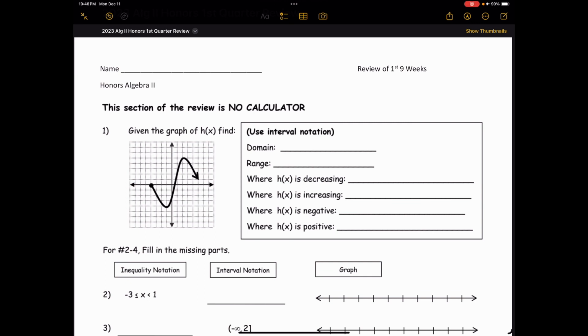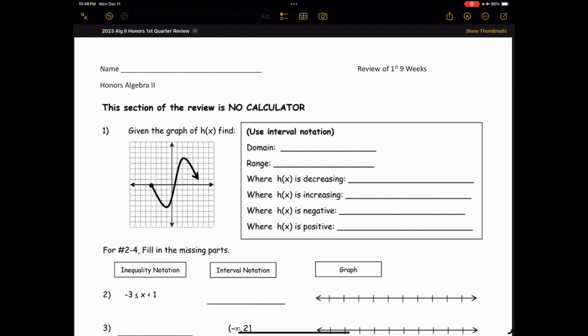Let's work through the first 9 weeks review for the exam. It's going to be like the last review. I'm not going to work through every problem. I'm just going to hit the ones that I feel need emphasis. So let's look at number 1.